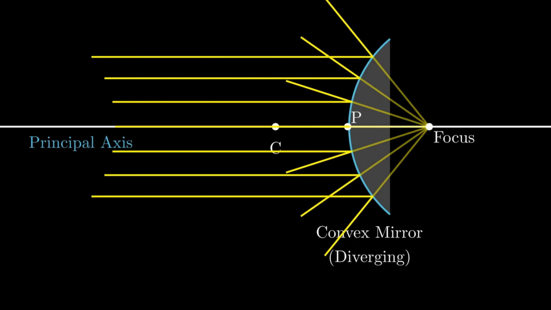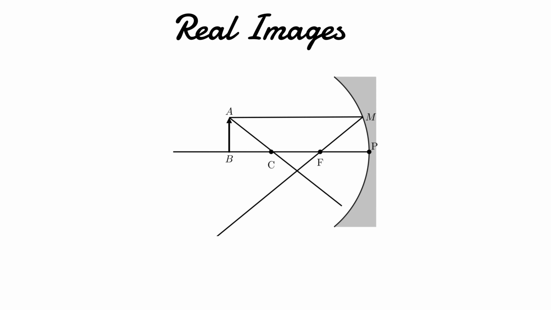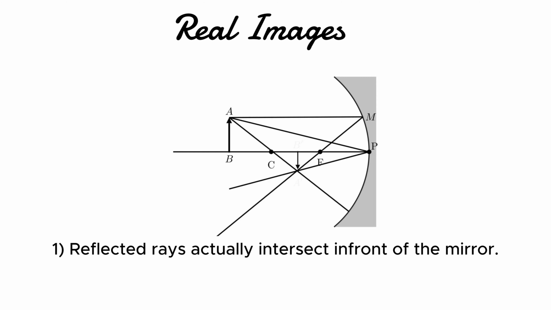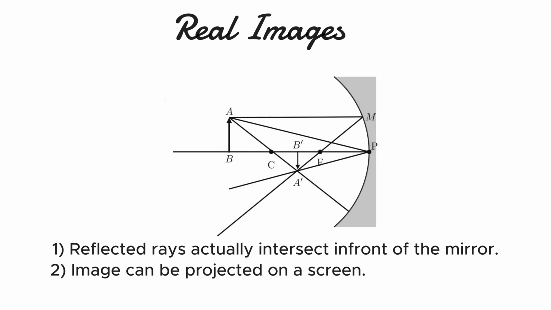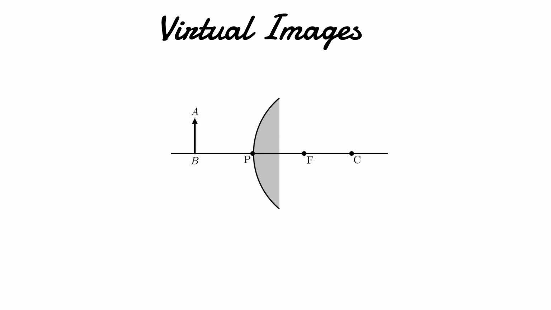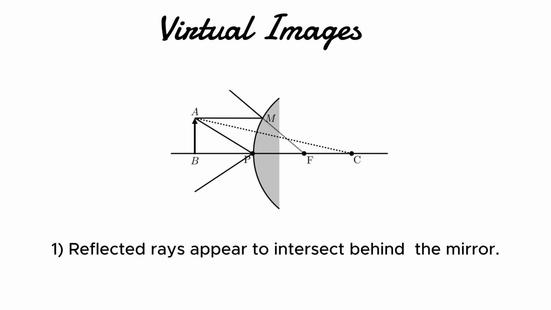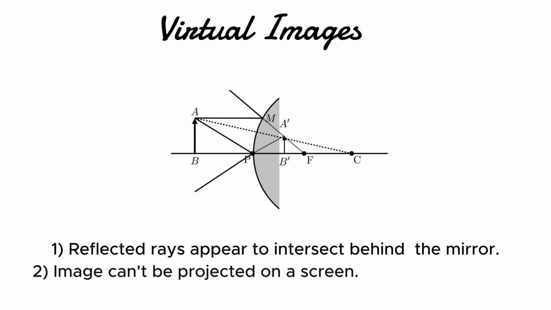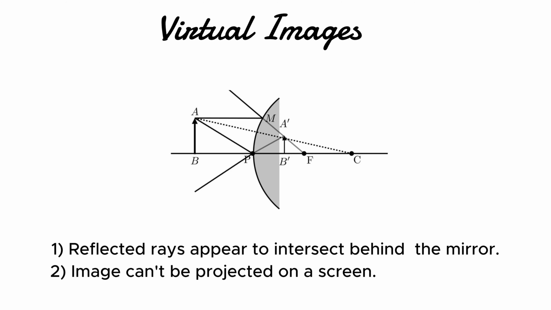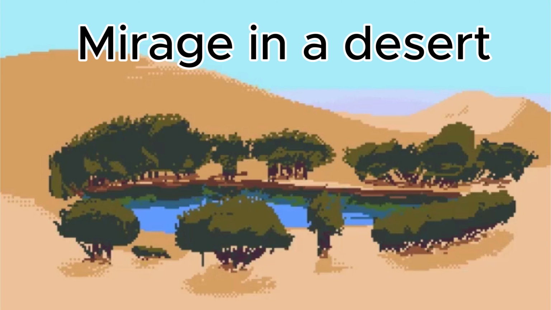Now let's discuss real images. Real images are formed when actual light rays intersect in front of the mirror at a specific point, resulting in a clear image that can be projected onto a screen. On the other hand, virtual images are a bit different. They are formed when light rays appear to intersect behind the mirror, even though they don't actually converge at that point. These images cannot be projected onto a screen because they don't actually exist in physical space. Virtual images are like optical illusions. They appear to be there, but you can't physically touch or capture them.